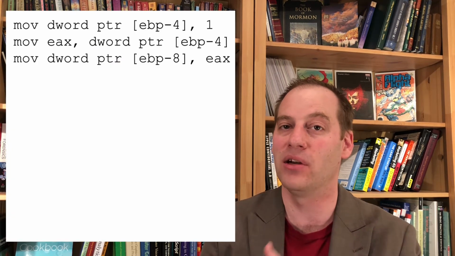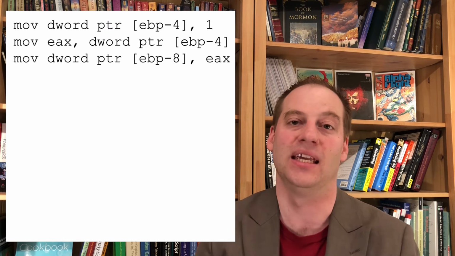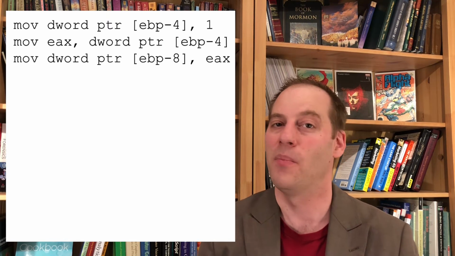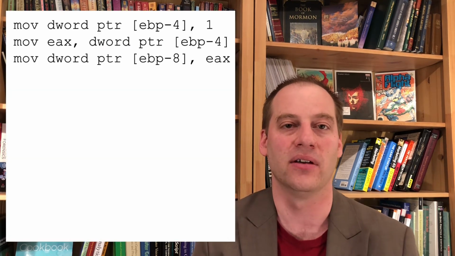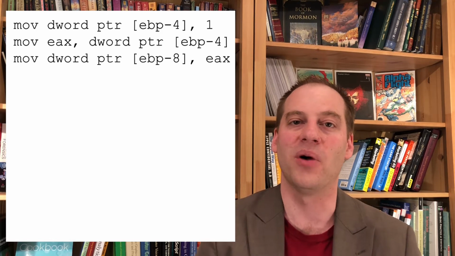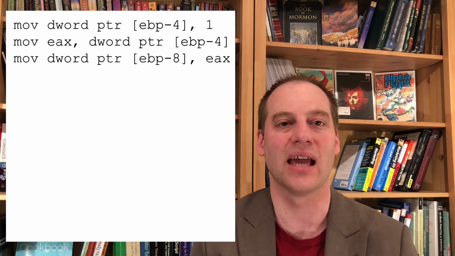Now for your first challenge. What is the value of the data in the memory location EBP minus 8? Pause the video and see if you can figure it out. Hopefully you came up with the number 1. Now, if you were to reverse engineer the C code for this assembly code, what would it look like? Pause the video and see if you can make a guess.